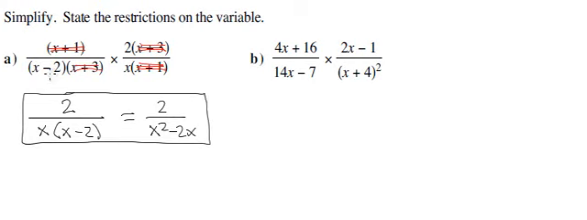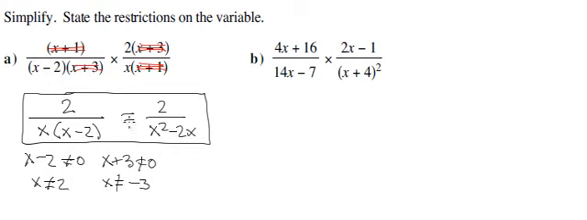Now, restrictions. Remember, you can't use a version like this to do your restrictions. You need one where nothing has been canceled yet. So we actually have to go back to the very beginning here to do our restrictions. And we get one restriction from each of these factors. So we get x minus 2 must never equal 0, which means x can't be 2. From here, from x plus 3, we get x must never equal negative 3.